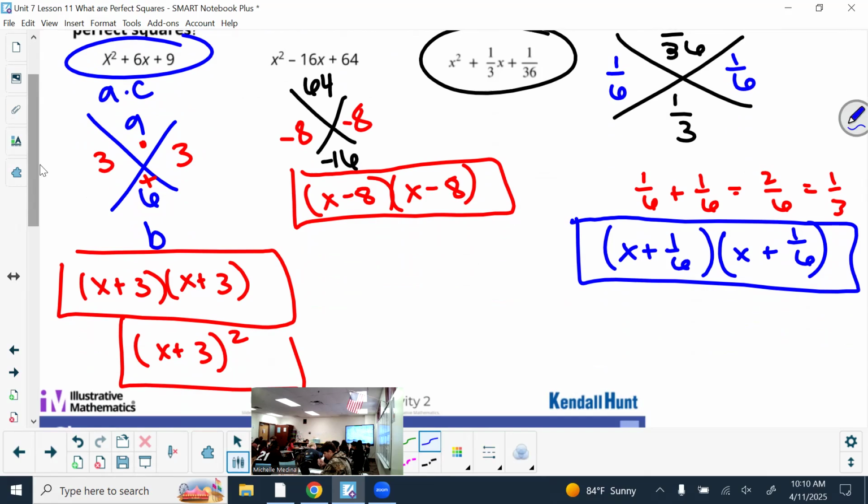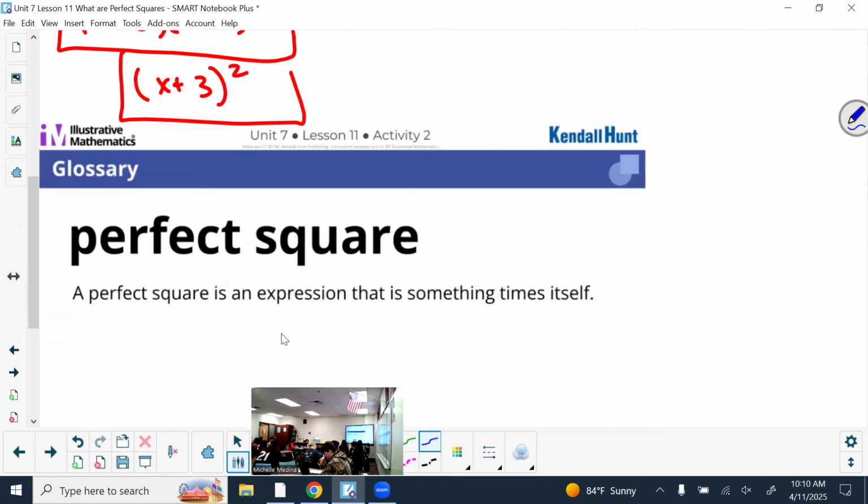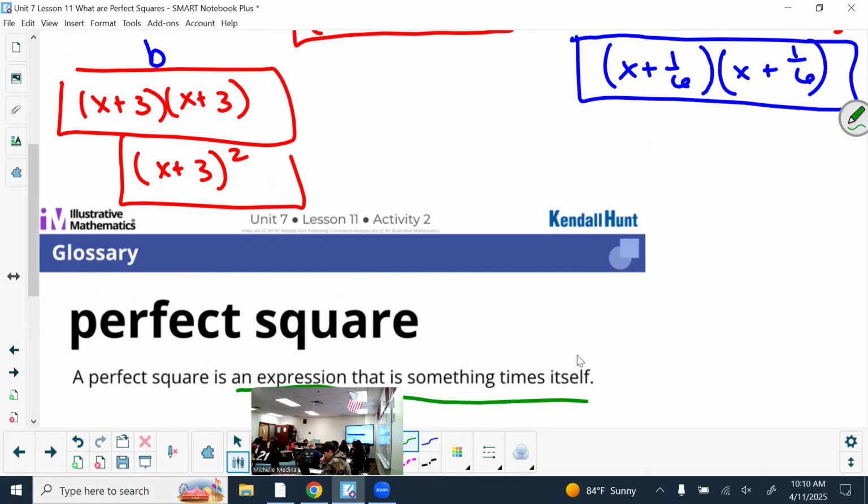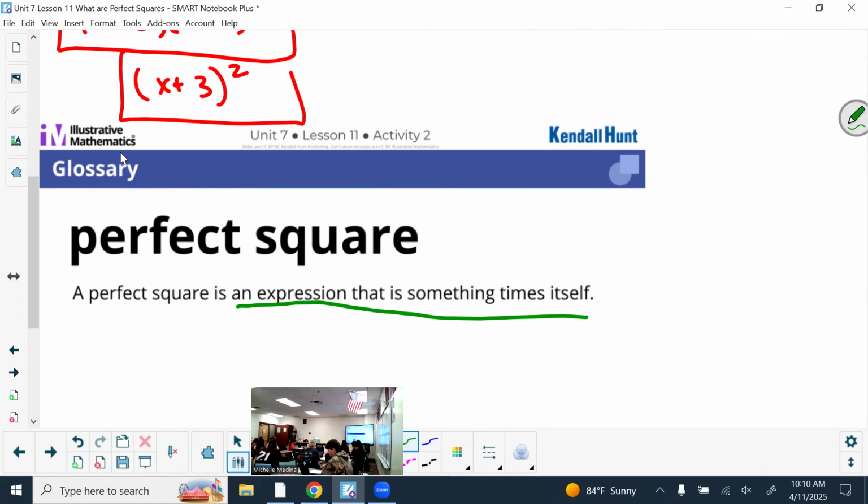All right. Here's a definition for perfect square. Again, you should be able to give one for yourself. It's an expression that is something times itself. Something times itself. By the way, these are all examples of linear expressions in the parentheses. So this is a square of a linear expression.